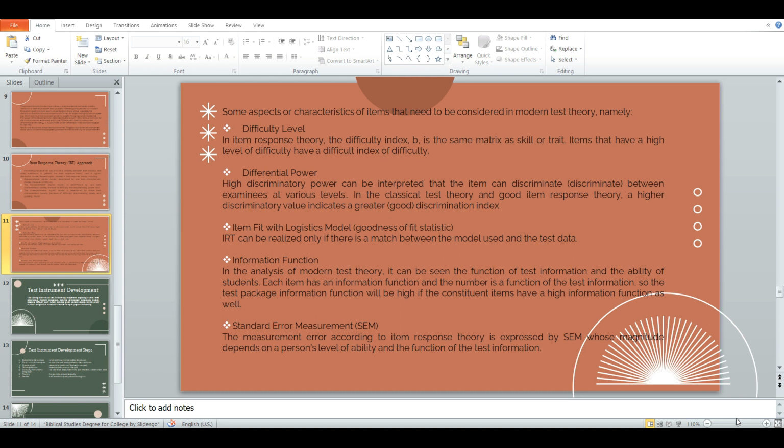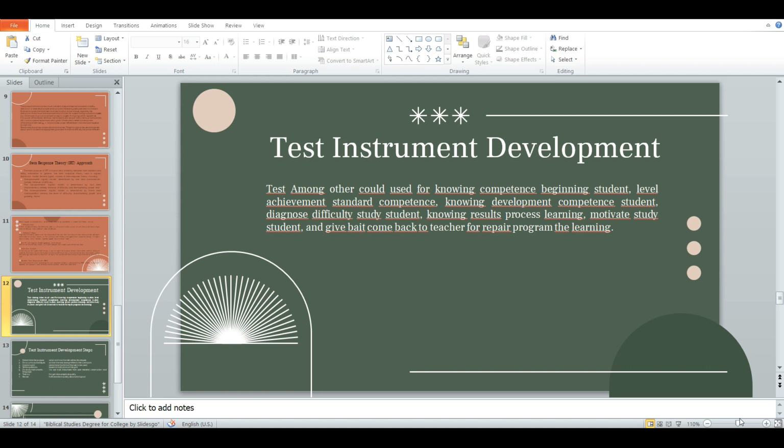The last is standard error of measurement. The measurement error according to item response theory is expressed by SEM, whose magnitude depends on a person's ability level and the function of the test information. The next slide is test instrument development.